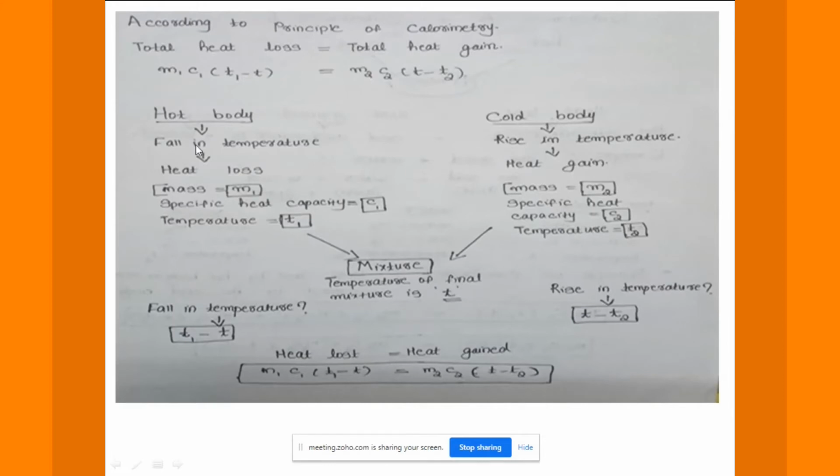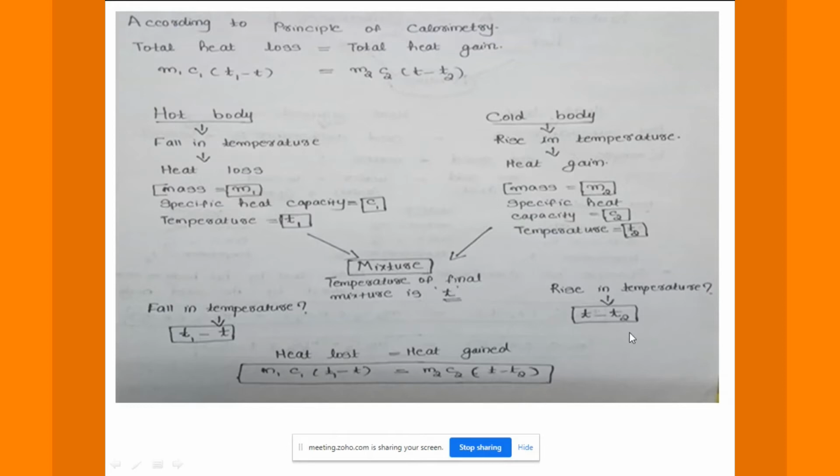Now, for the hot body there is a fall in temperature, right? So we will have delta T in our equation Q equals mc delta T. Here delta T indicates a change in temperature, so that change is the fall in temperature for the hot body, correct? So the fall in temperature for the hot body will be T1 minus T. Then for the cold body, there is a rise in temperature, so that is T minus T2. So for the hot body, delta T is equal to T1 minus T, whereas for the cold body, delta T is equal to T minus T2.